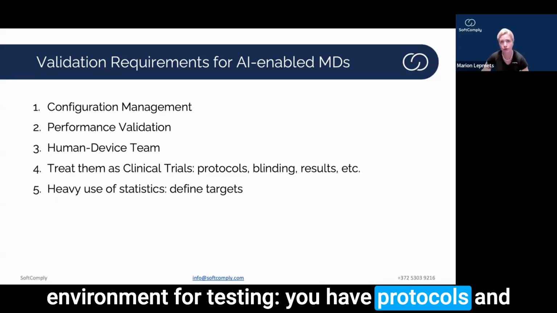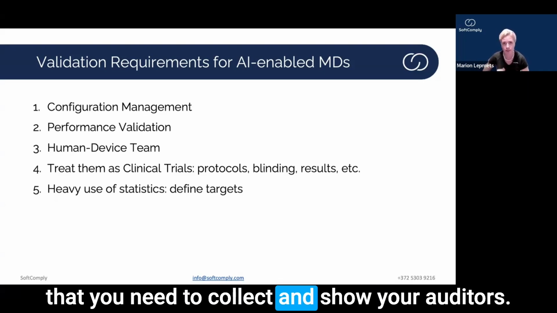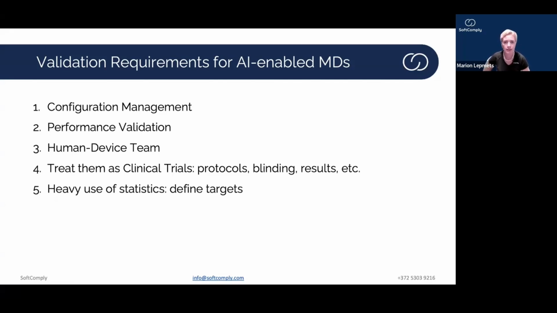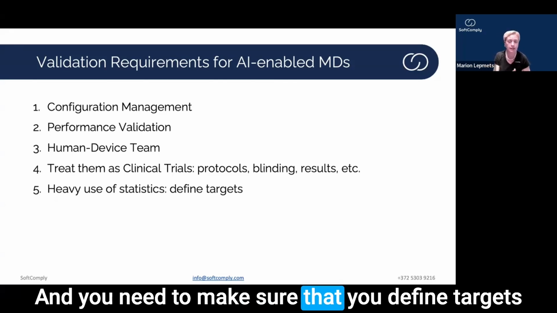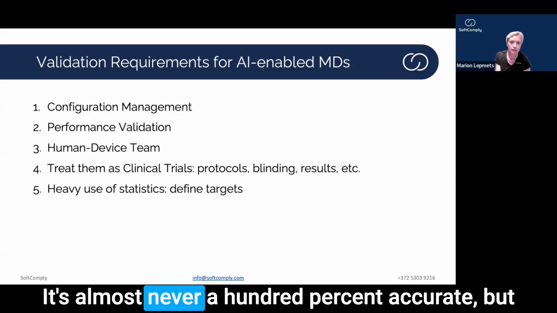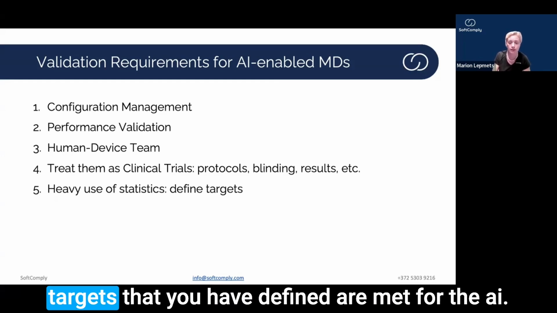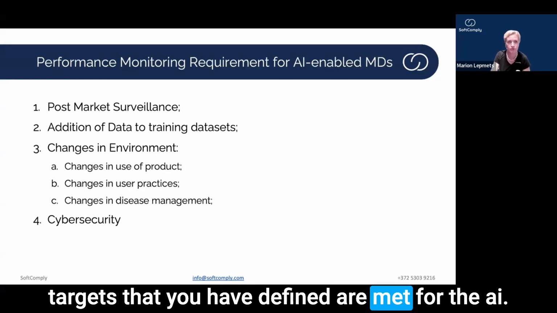You have protocols and you have results for the testing, a lot of paperwork that you need to collect and show your auditors. And you need to make sure that you define targets for testing and see how the model performs. It's almost never 100% accurate, but you have to use statistics to make sure that your targets that you have defined are met for the AI.